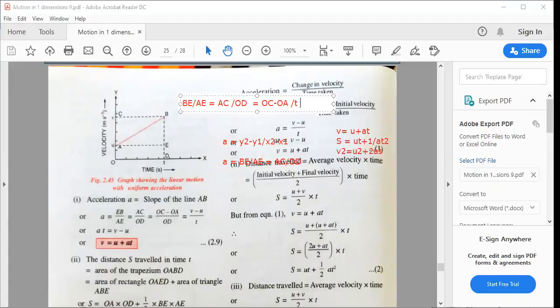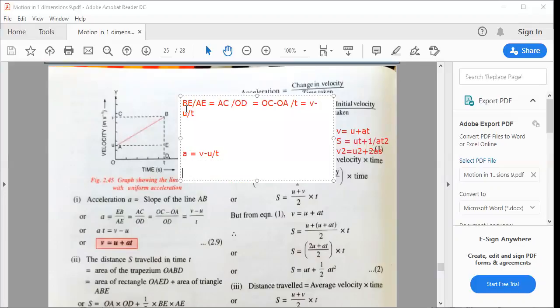So OC is, if you can observe the graph, just look at the graph and see. What is OC? OC is V. And what is OA? That is U. Upon T. So actually I got the formula. So what is A? A is V minus U upon T.